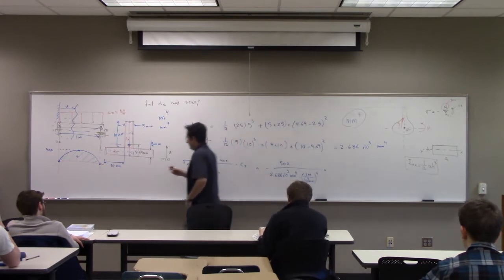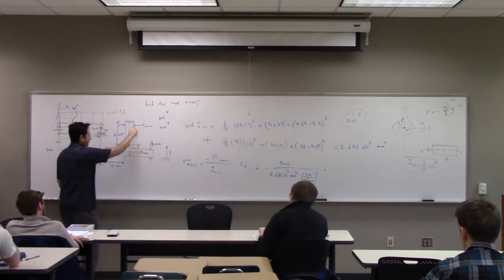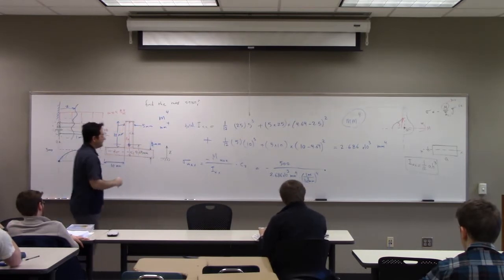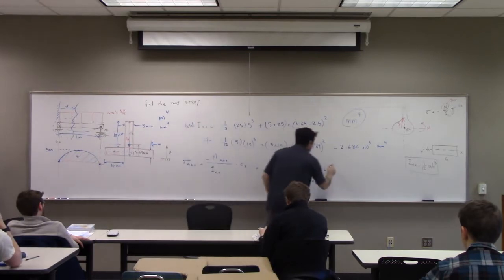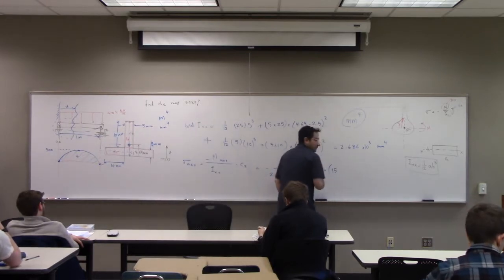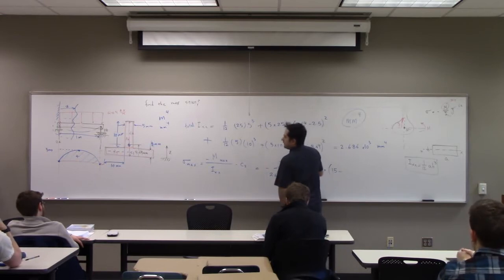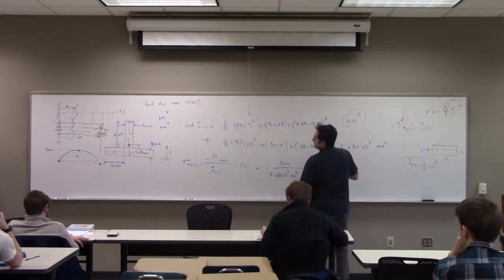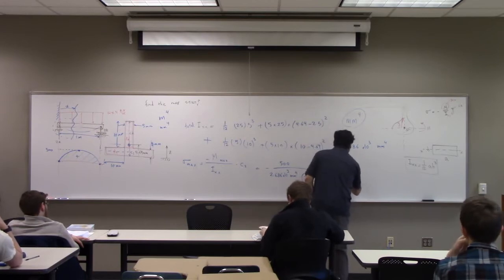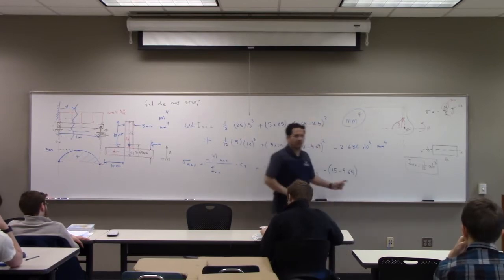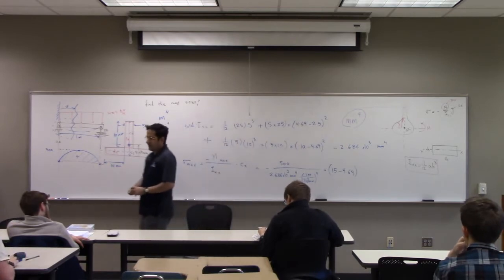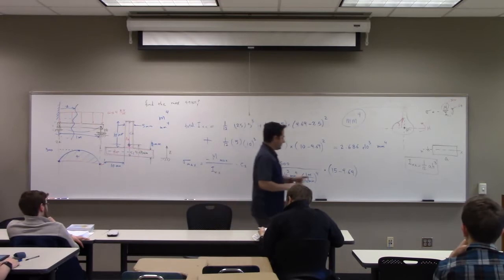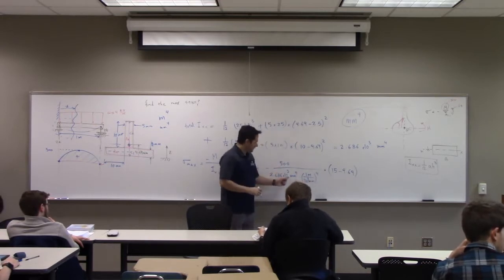C2. And what is my C2? C2 is the entire distance from here to here, which is 15 minus 4.6. I'm missing something right now. What am I missing? See? Look, everything is correct in dimension. This is going to be meter.